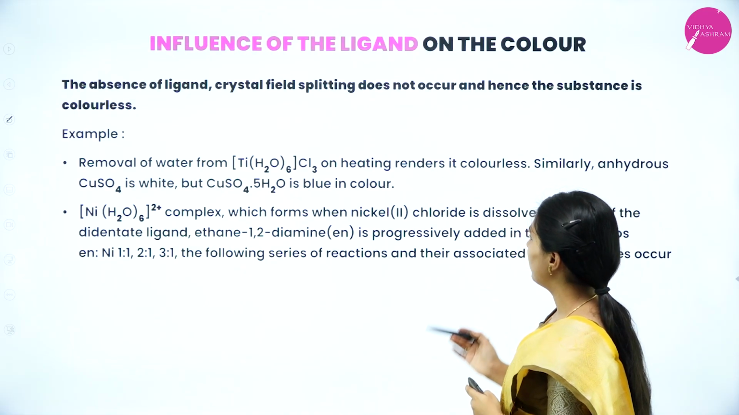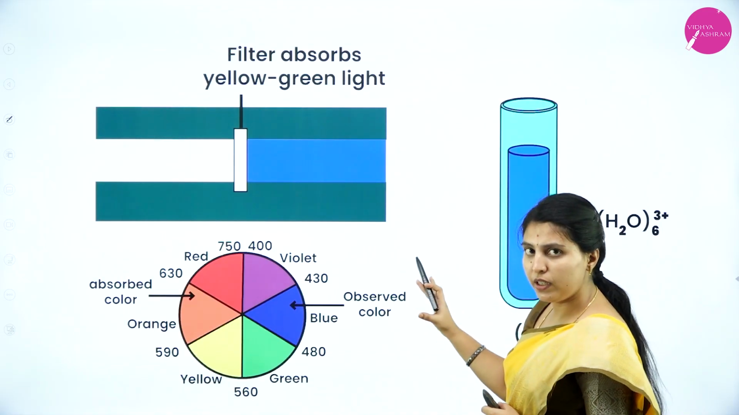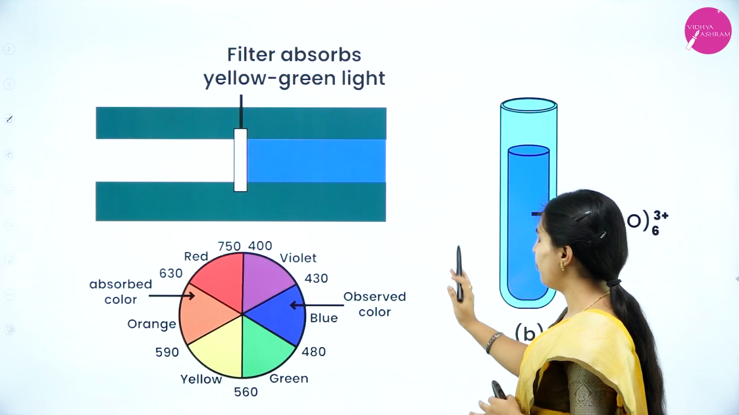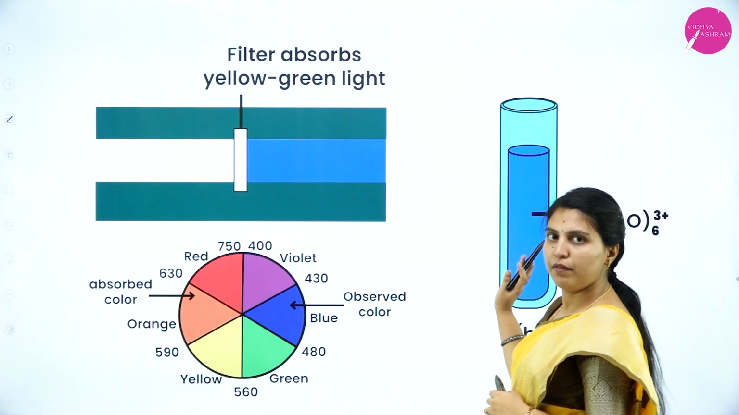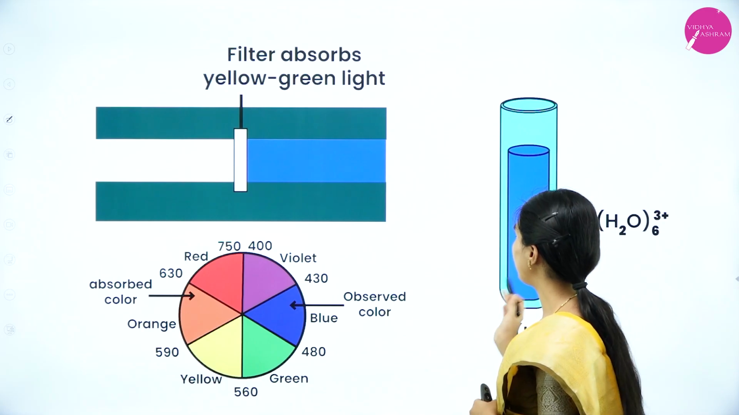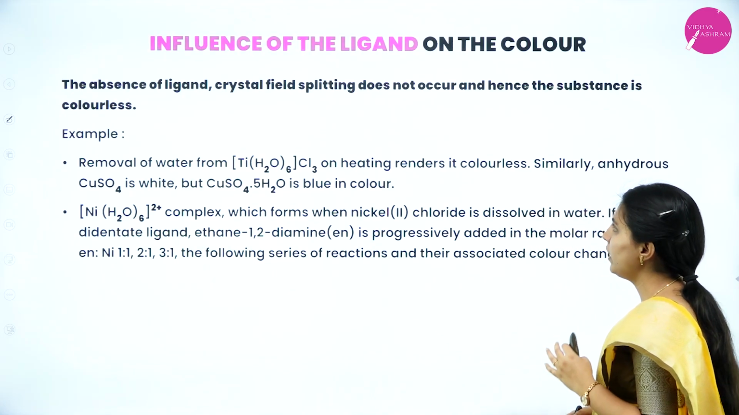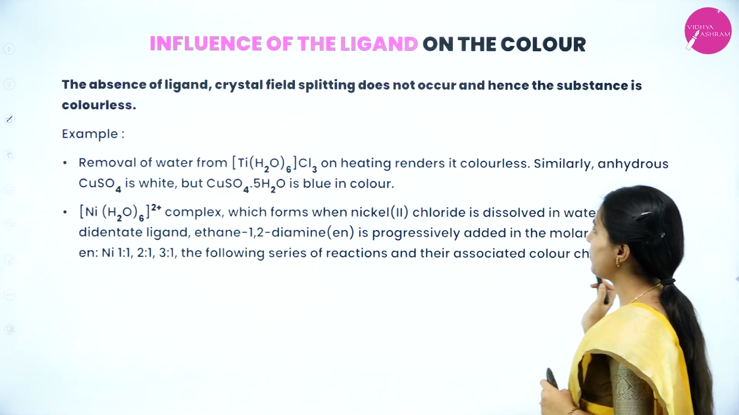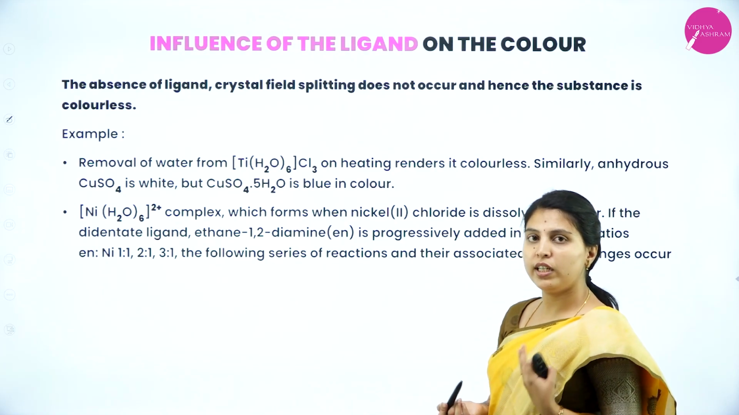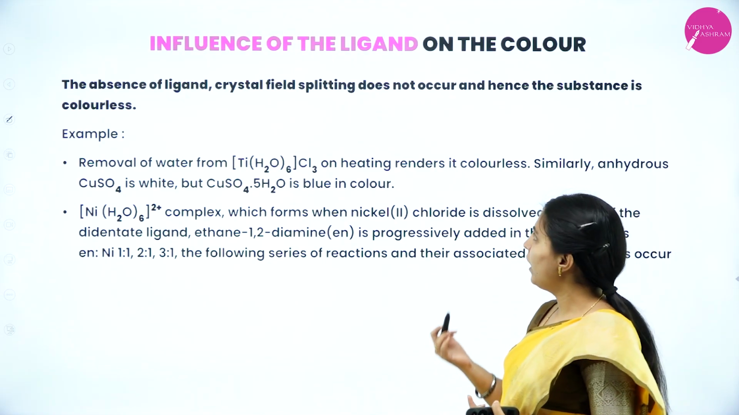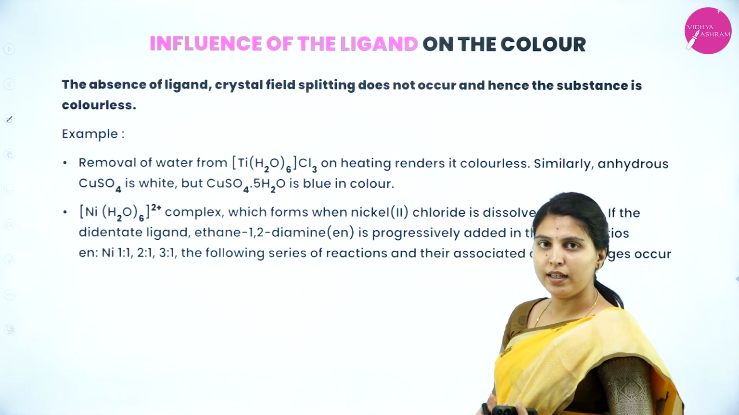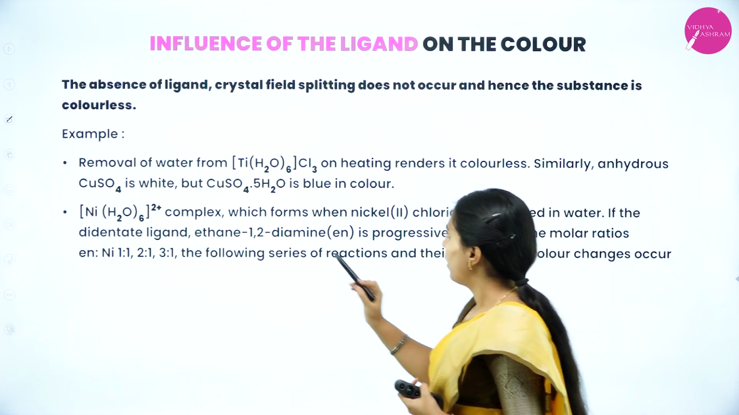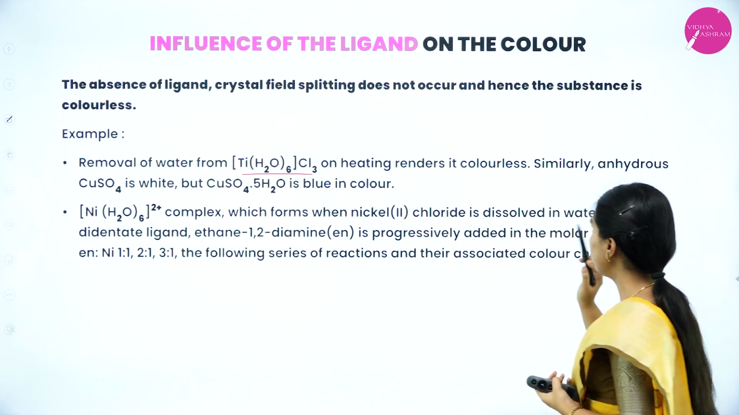Influence of the ligand. See, this is how you can observe from white light how the yellow-green color can be turned into blue. This titanium complex is violet in color after the absorption of light. Influence of the ligand on the color: in the absence of ligand, crystal field splitting does not occur and hence the substance is colorless. When the ligand is not present in the complex, obviously the crystal field splitting will not occur, so the overall complex will become colorless. Removal of water from this titanium complex on heating renders it colorless.